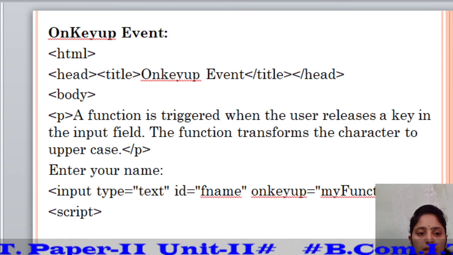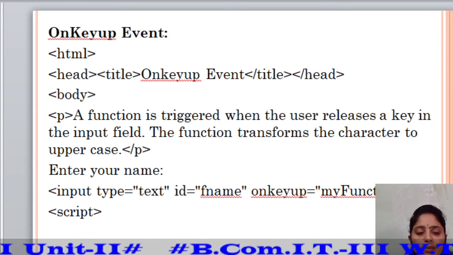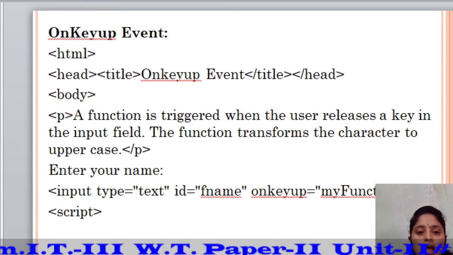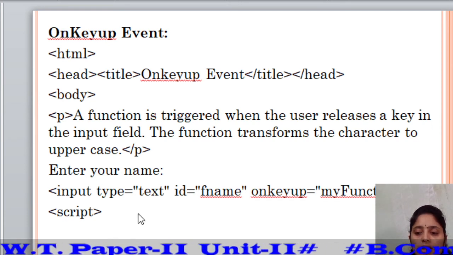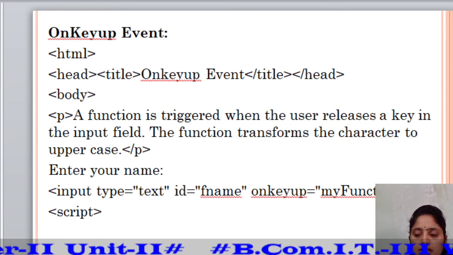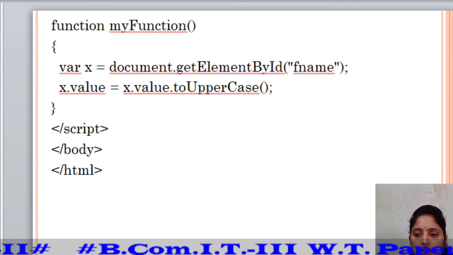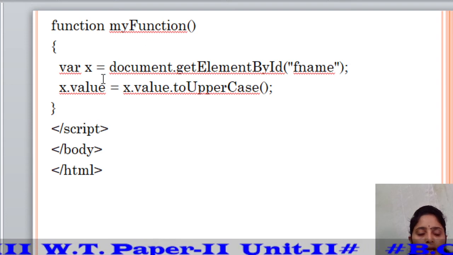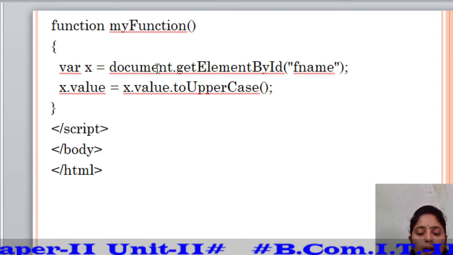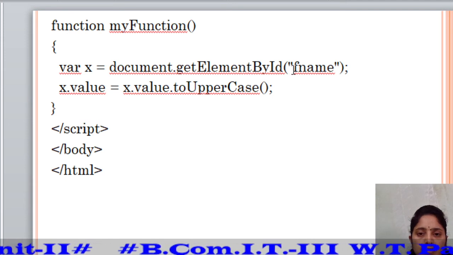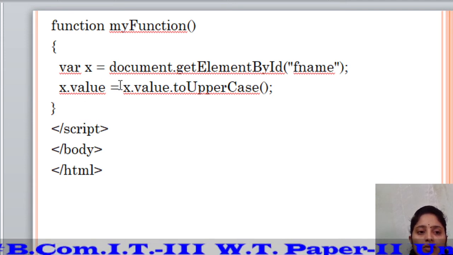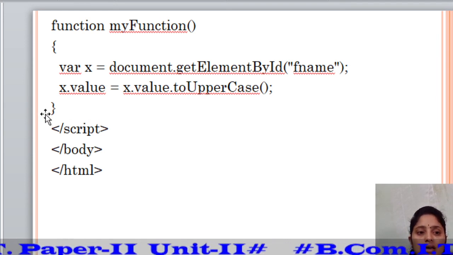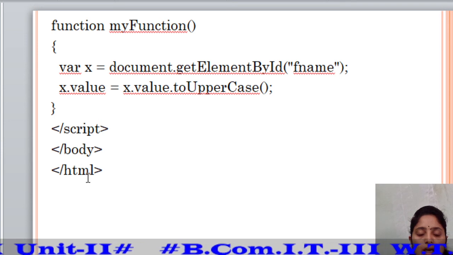Enter your name, tag input, type is equal to text, id is equal to fname, onkeyup is equal to myFunction, and the script. In the script, here is the definition of myFunction. Function myFunction, curly brace, where x is equal to document dot getElementById in brackets fname. x dot value is equal to x dot value dot toUpperCase, curly brace complete, end of the script, end of the body, and end of the HTML.